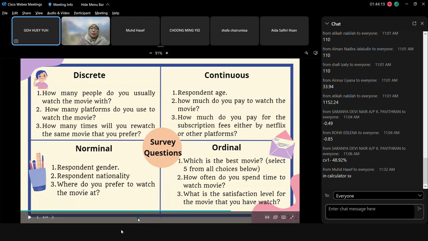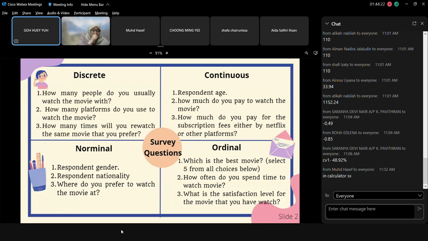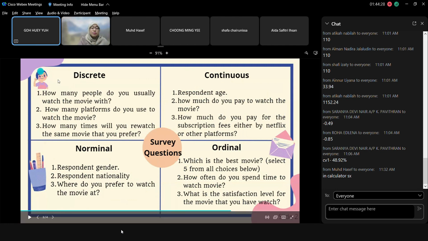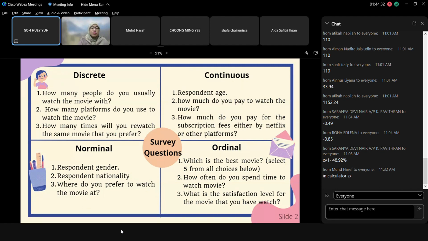This is our survey question that we will put in the Google form later. For the discrete questions, the first one is, how many people do you usually watch the movie with? The second one is, how many platforms do you use to watch the movie? And the third question is, how many times will you rewatch the same movie that you prefer?